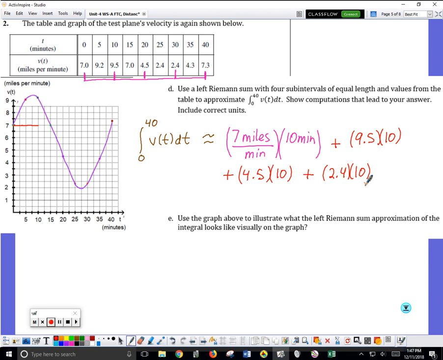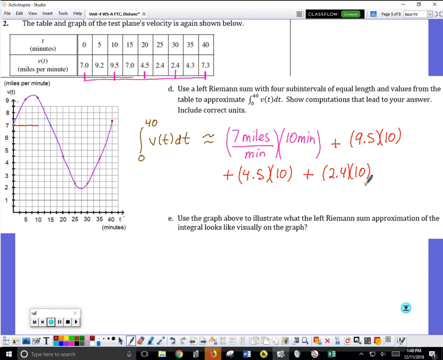What do I write next? This is a trick question. What gets written next? Nothing, because 7.3 times 0 is just 0. Well done. We don't count the 7.3 because for this last subinterval, we're assuming that the velocity is going to stay 2.4 for the entire 10 minutes. So these other numbers just don't come into play. We're done. We've done the 4 computations for the subintervals. How many knew it? 2 points.